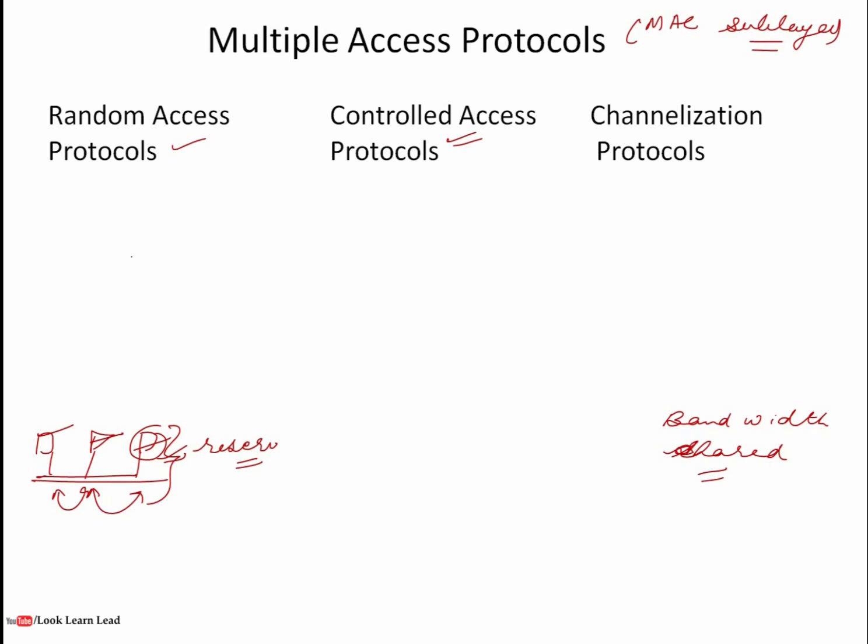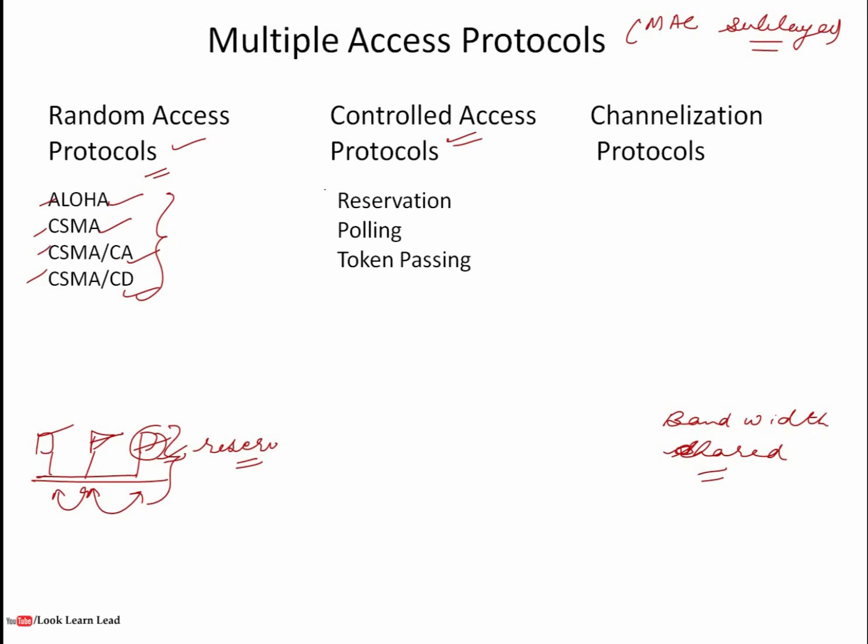Okay, let's see the protocols in random access. There we have 4 protocols: Aloha, CSMA, CSMA/CA, that is collision avoidance, and CSMA/CD, that is collision detection. We would be mainly focusing on these 4 in this video. For controlled access, we have reservation, polling, and token passing. For channelization we have frequency division multiple access, time division multiple access, and code division multiple access.